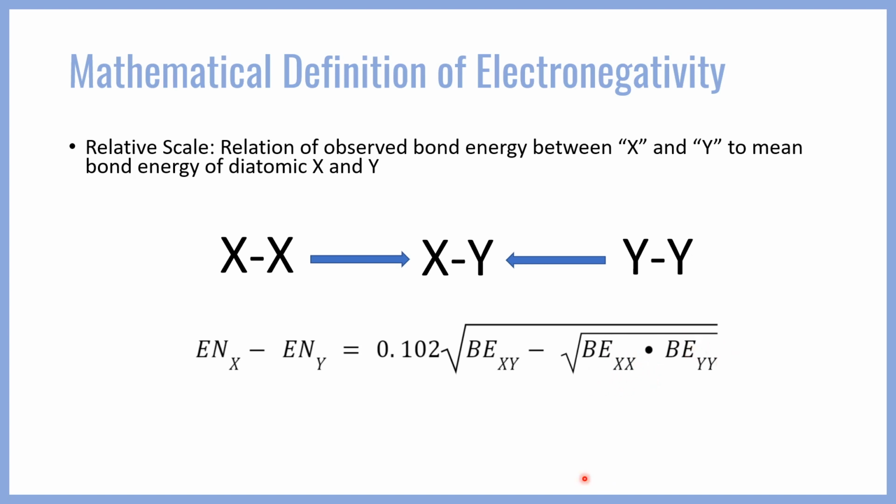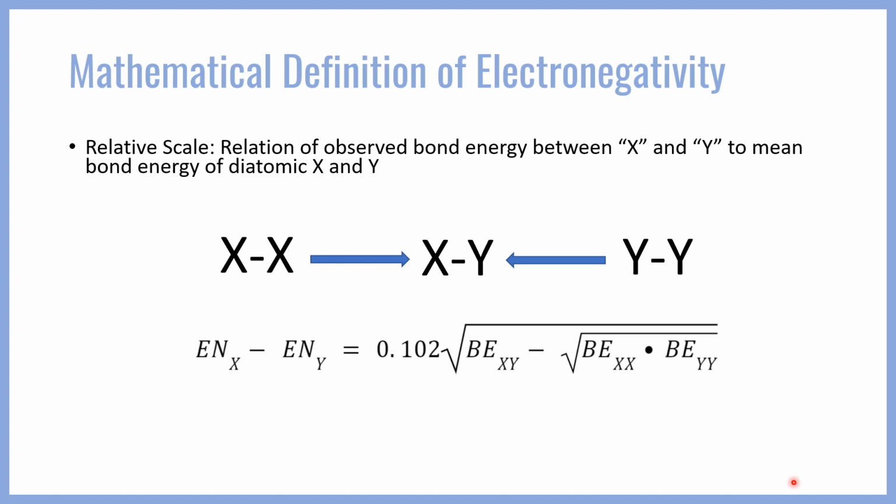So this energy here is the bond energy of the molecule XX, the diatomic molecule. This energy here is the bond energy of the molecule YY, and so this is the mean. This is the average energy of these two molecules. This here is the bond energy of this molecule here, XY, as measured experimentally. So what this equation is really saying is that the electronegativity difference between X and Y is the difference between the bond energy of XY and the average bond energy of XX and YY.